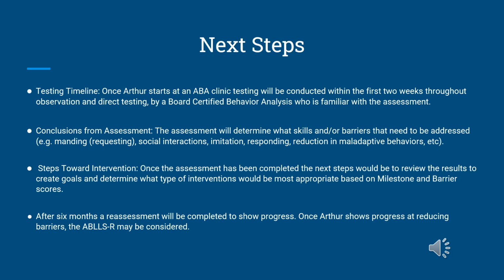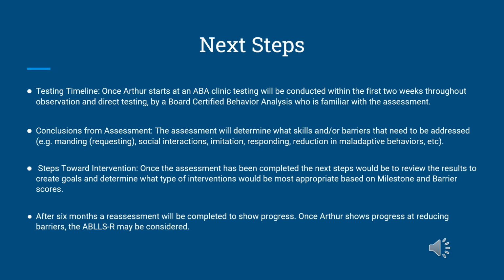So the next step for Arthur would be that once he is at an ABA clinic, testing using the VB-MAPP will be conducted within the first 2 weeks through observation and direct testing by a BCBA who is familiar with the assessment. The assessment will then determine what skills and/or barriers need to be addressed, such as manding, social interactions, imitation, responding, etc.